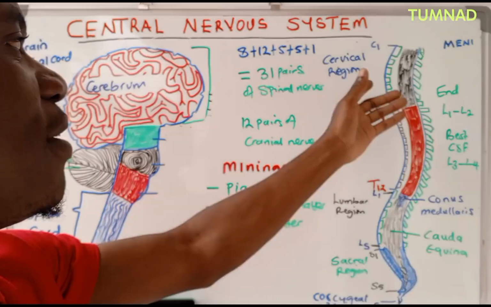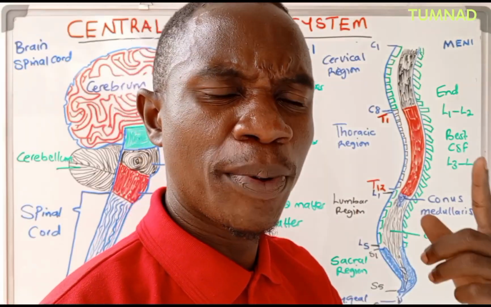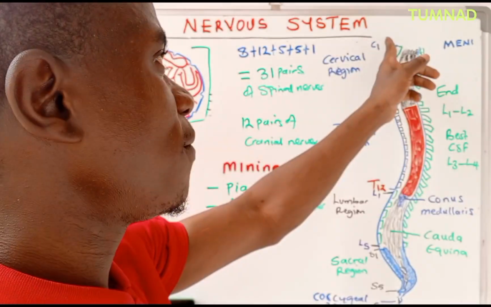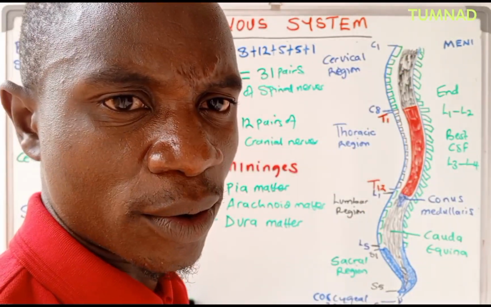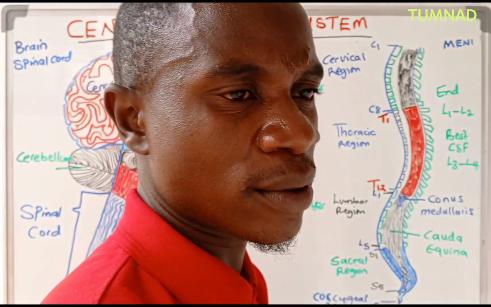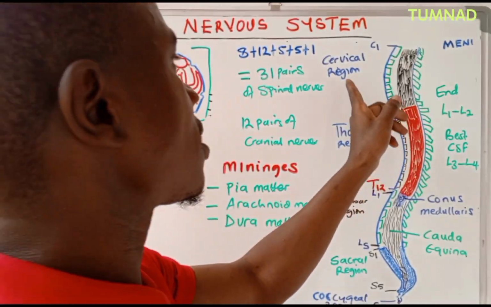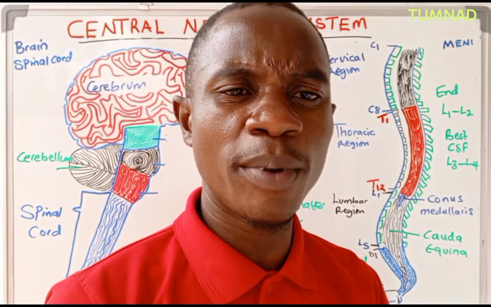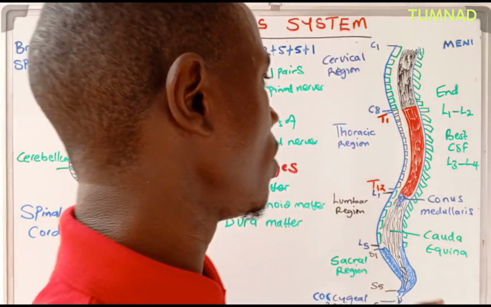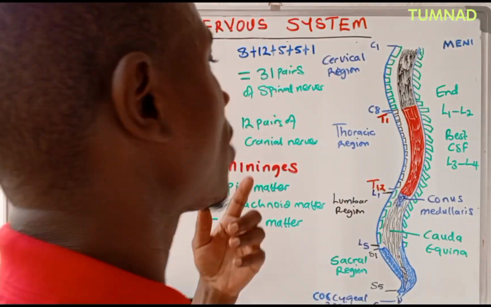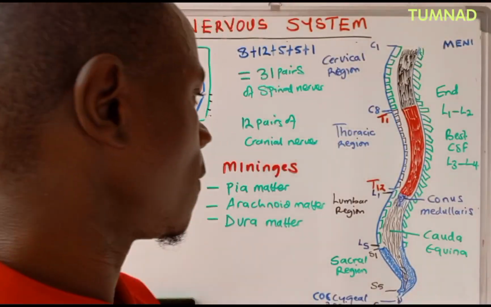It is going to be having 8 pairs of the spinal nerves. Okay, the 8 pairs of the spinal nerves are going to be from C1 up to C8. Okay, they are called cervical spinal nerves. Okay, then we said from the cervical region we still have the thoracic region. We are going to be having 12 pairs of the spinal nerves, and we said that these thoracic region spinal nerves, they are called thoracic spinal nerves.